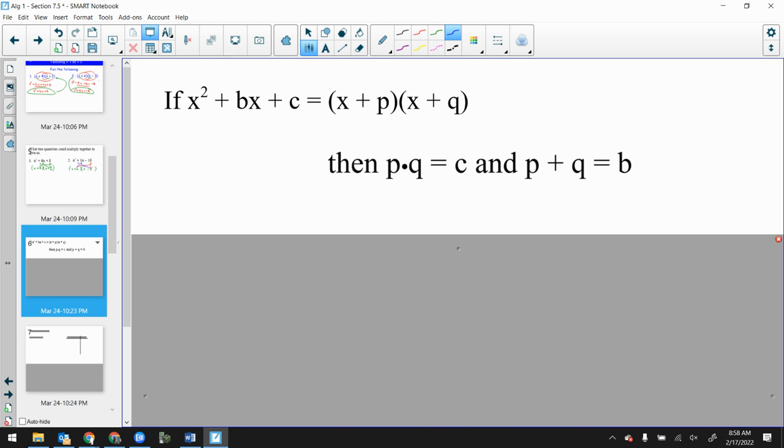Okay, so we're going to multiply to equal our last, and we are going to add to get to our middle. That's really what that's saying. We're going to multiply to get to our last. We're going to add to get to our middle term. That's how you factor a trinomial.